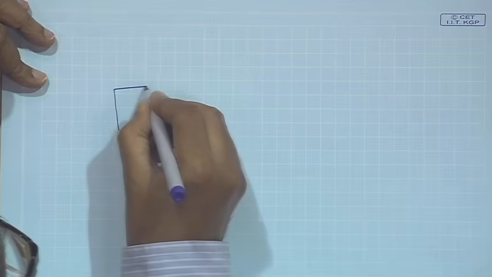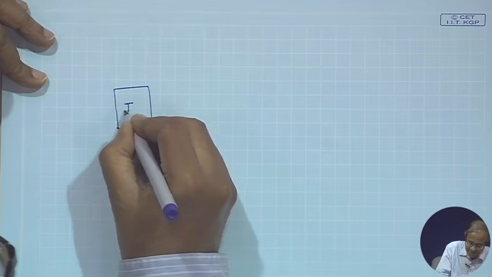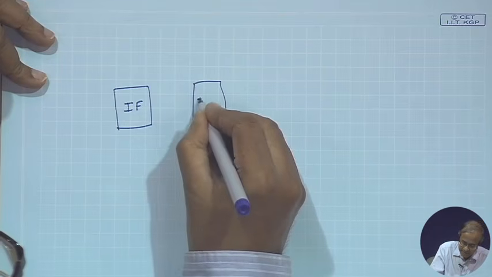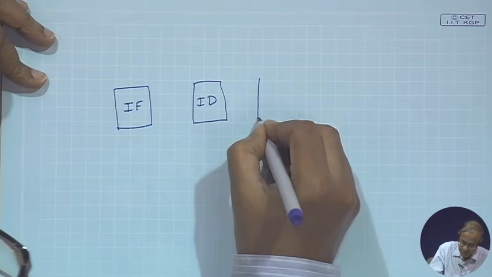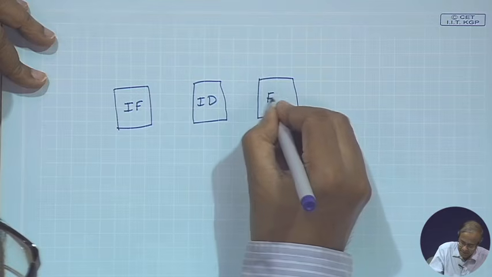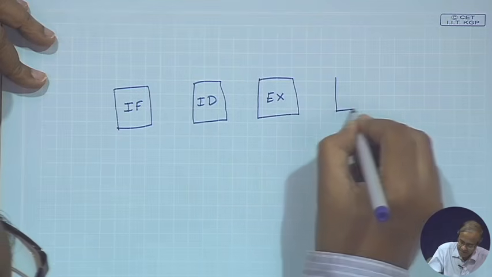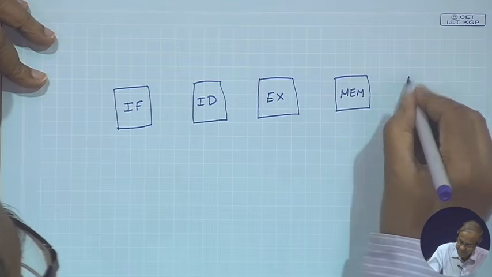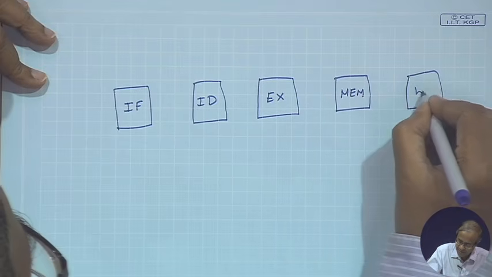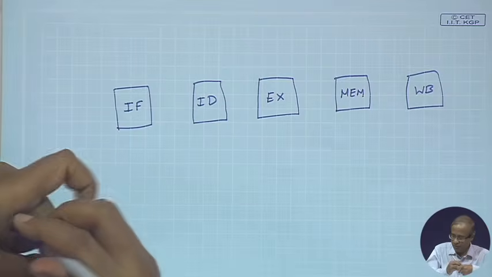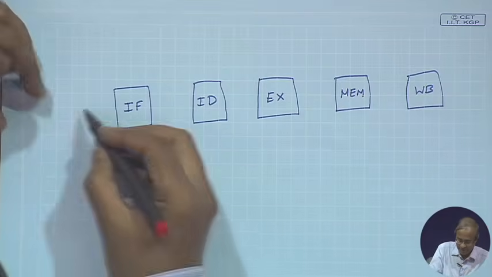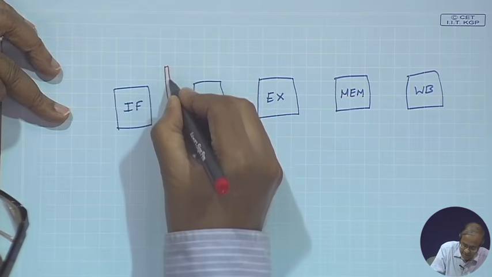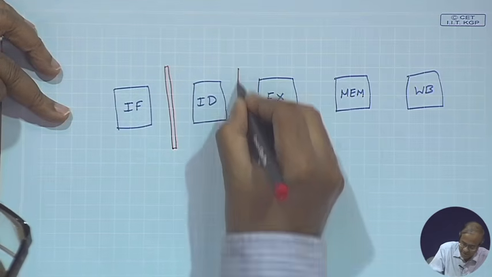Now, the idea is as follows. You see, you have these 5 stages: instruction fetch, instruction decode, execution, mem, and write back WB. Now, what I am saying is that there will be latches before and after also, but the most important latches are those between the stages. Okay.